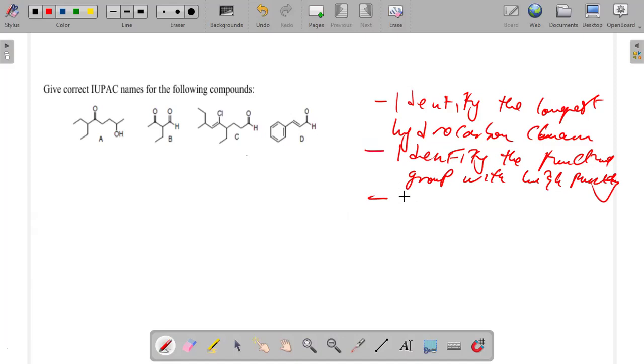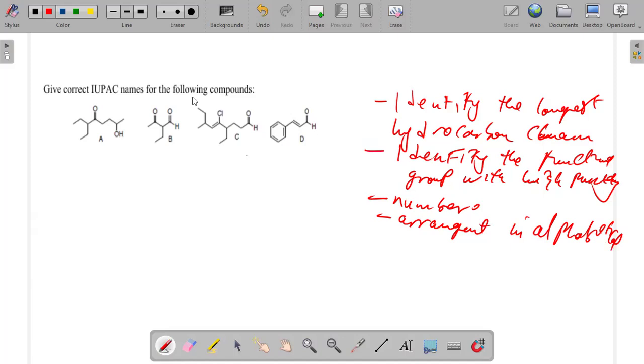Then once you identify the functional group with high priority, what you are going to do is to number it, isn't it? So now when numbering, you have to make sure that you get the functional group to the lowest number possible. So you number it, okay? So once you number it, then you arrange the substituents. So arrange the substituents that you're having in alphabetical order. Then you would have named your compound there.